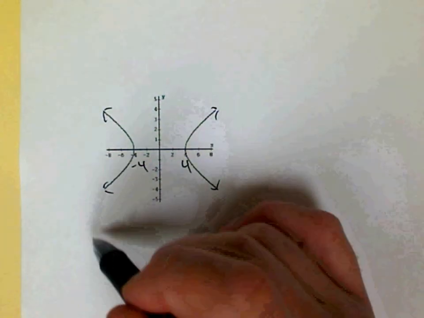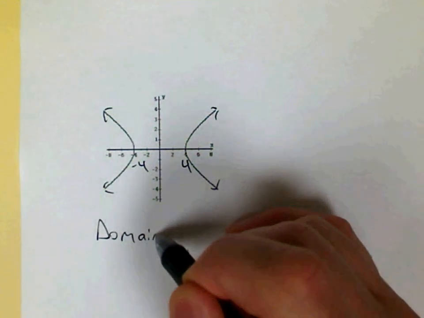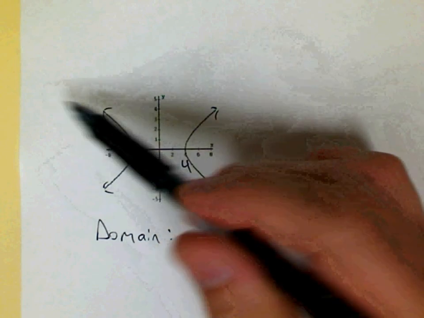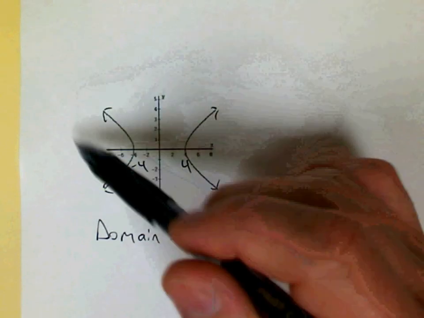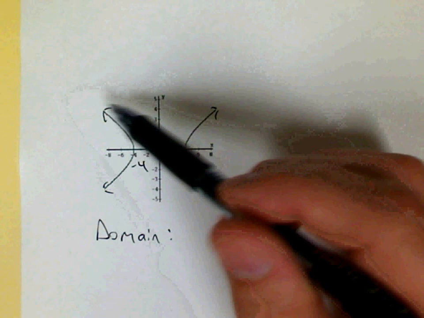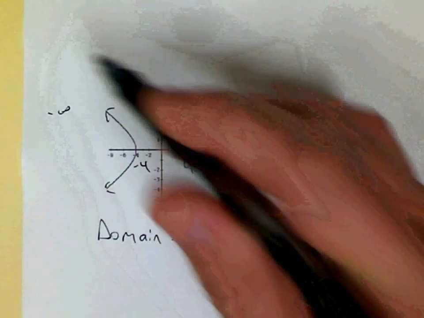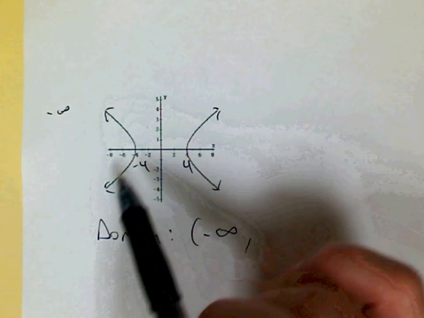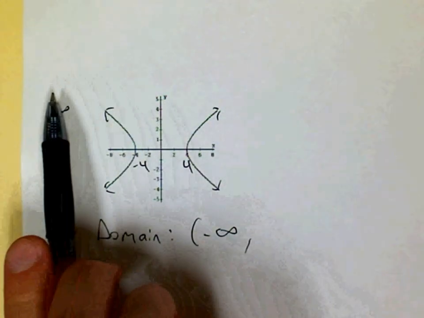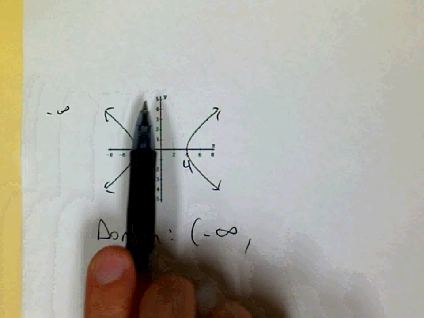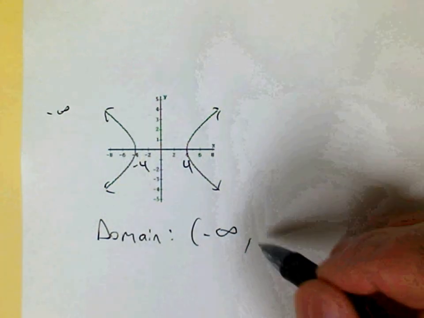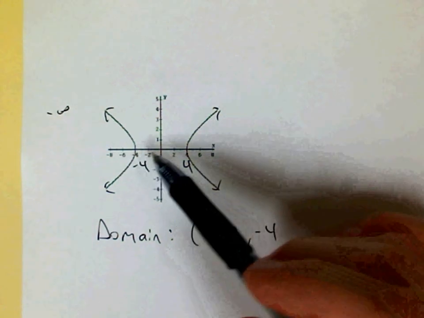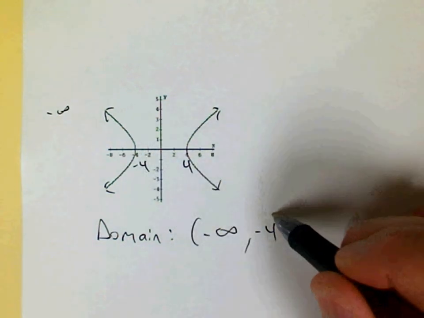Now when we find the domain, we're going to read left to right. Now look at the left side. It goes forever to the left, no matter which endpoint you want to start with or which portion of the curve you want to start with. It goes forever and ever to the left. So we'll call that negative infinity. Now this portion right here, when you read left to right, the whole picture from left to right comes from negative infinity, and it goes only to -4. Since it does cross the x-axis at -4, it's included, so we're going to use a bracket.